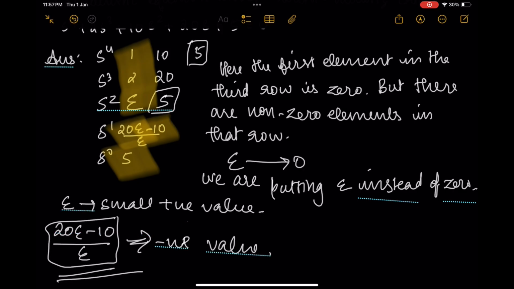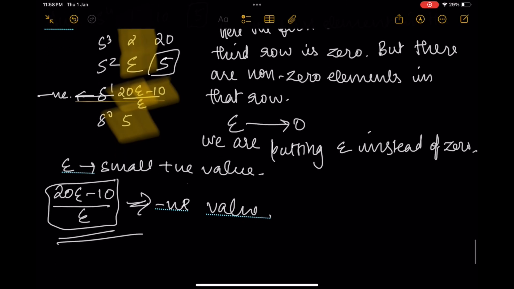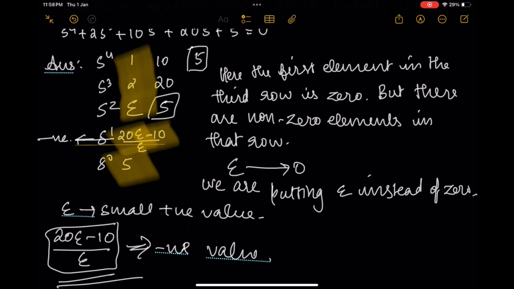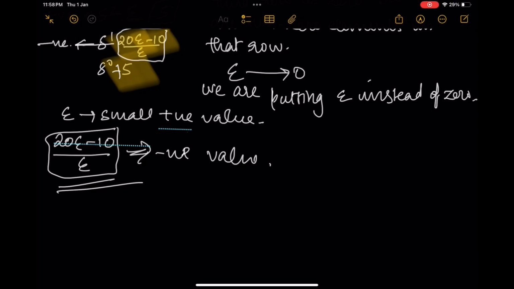So since this term is negative, I can say that there is a sign change. All the terms in the first row are not positive. Considering that fact, there are two sign changes: from positive epsilon, a small positive value, to the negative value of the given equation, that is one sign change, and it changes from that negative value to another positive value. So there are two sign changes. Since there is a negative value, we can say the system is unstable.